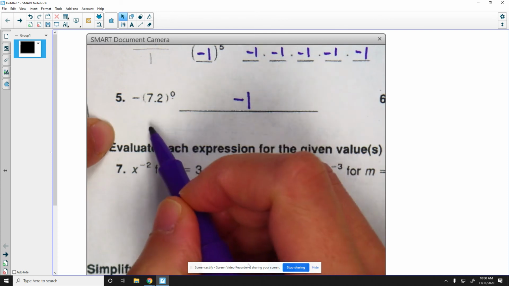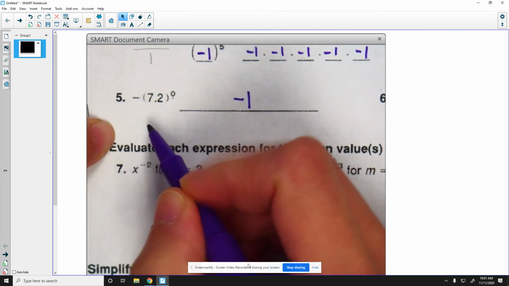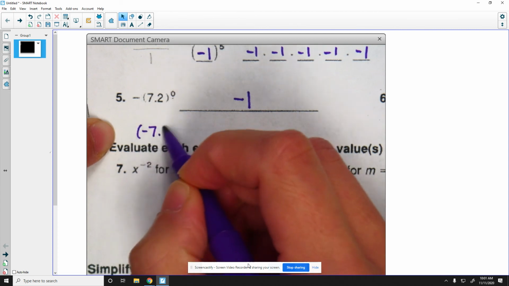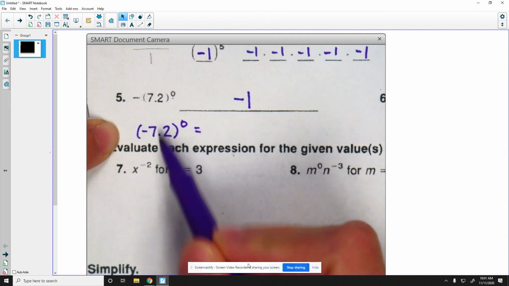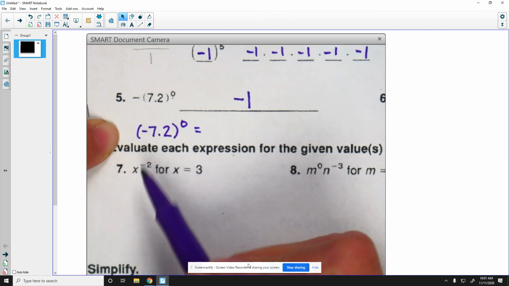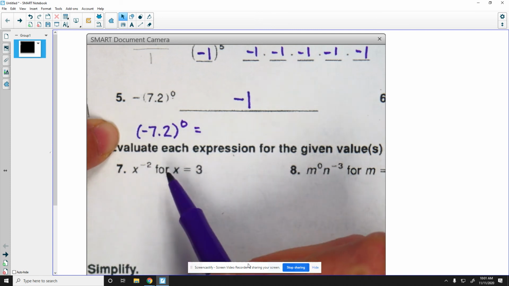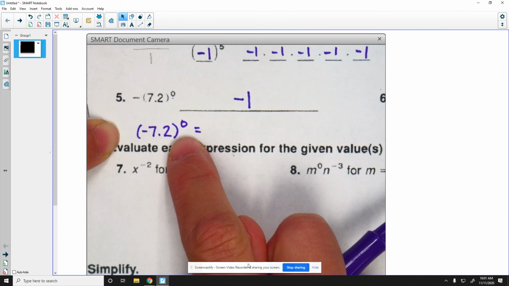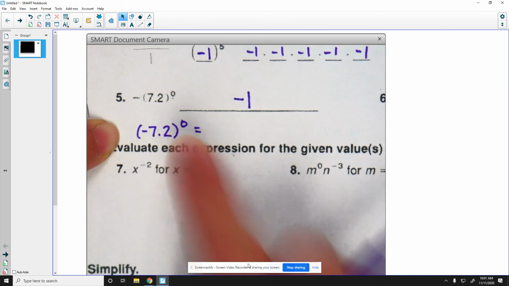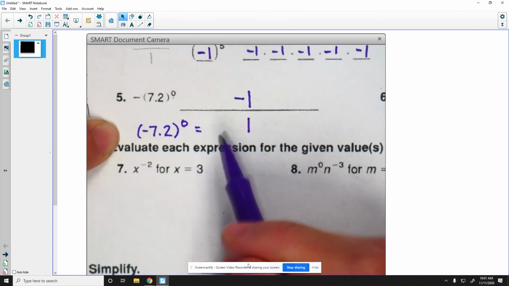Okay, I'm going to add a bonus problem here. Can you write right underneath number 5? Do this. -7.2 to the 0. Do you see the difference in the two problems? One of them, the negative was on the outside. One of them, the negative is on the inside. So I know that anything to the 0 power equals 1. But here's my question. Is this +1 or -1? +1. Okay, so do you see the difference?